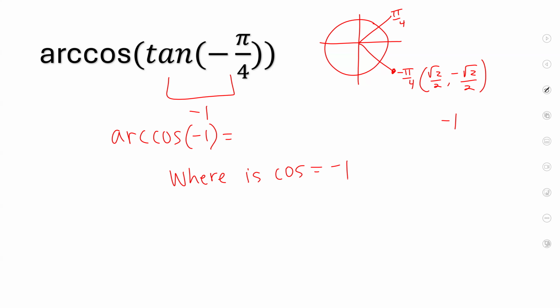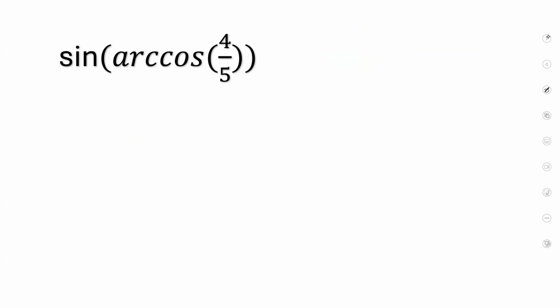And that means I'm looking for where cosine is equal to negative 1. What did you guys say? Pi. Because right here at pi, the coordinate is negative 1 for cosine. So the answer is pi. Next problem. This one's a little more challenging. You're going to have to draw a triangle. That's your hint.